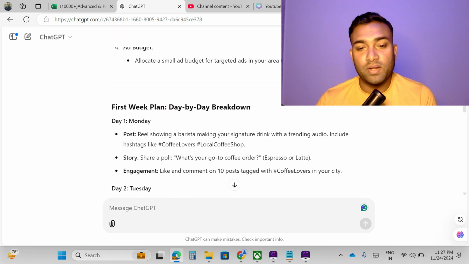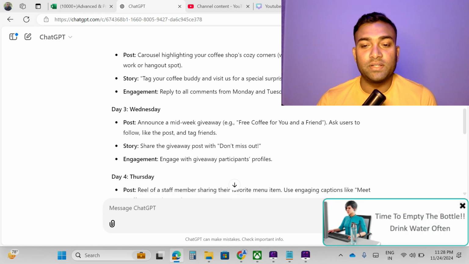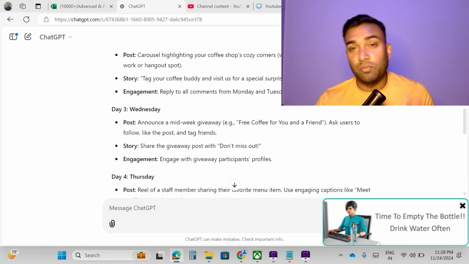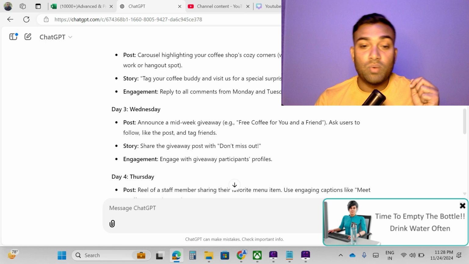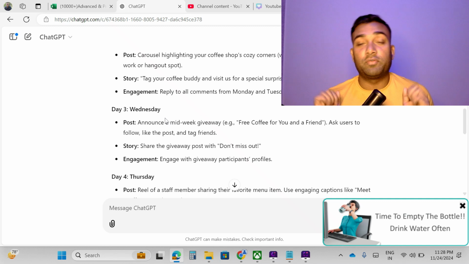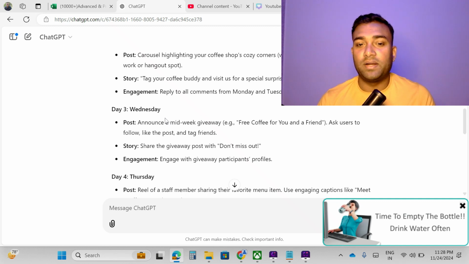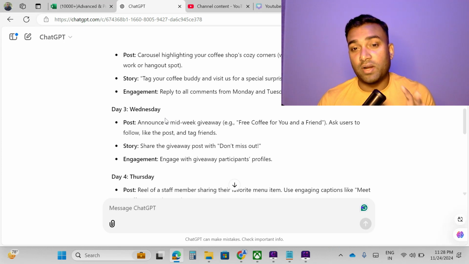So day 2, Tuesday, we have to do this: post, story and engagement. What kind of post I should write, what kind of stories, what kind of engagement I should do, all the detailed information it has given. Suppose you are consulting with a professional social media marketer, he or she will do the same kind of thing, so ChatGPT is providing that, and it may be more advanced level.